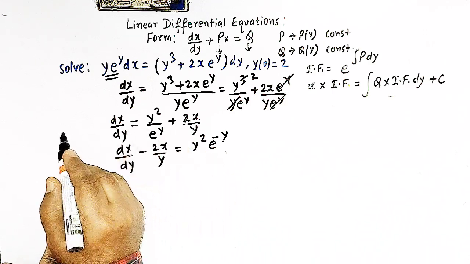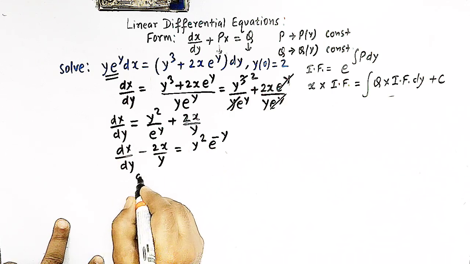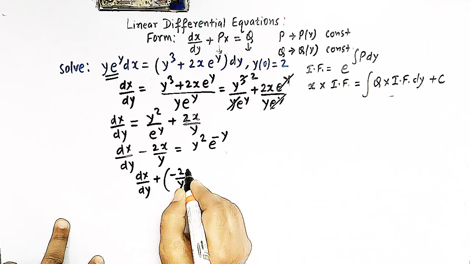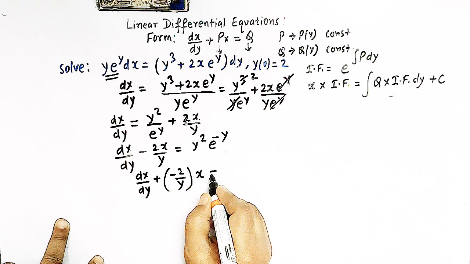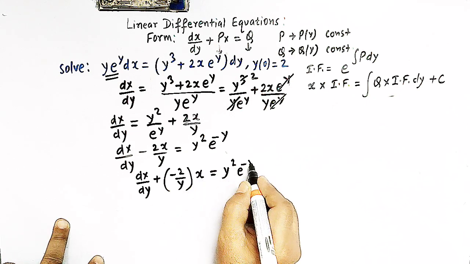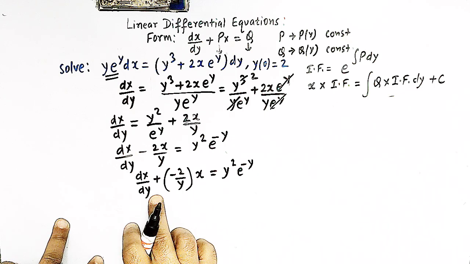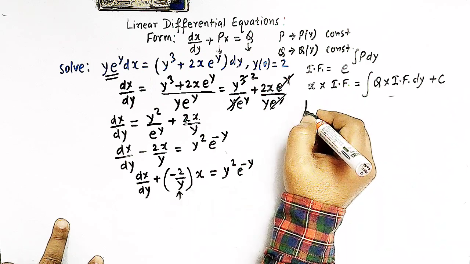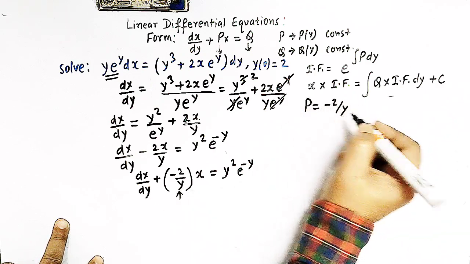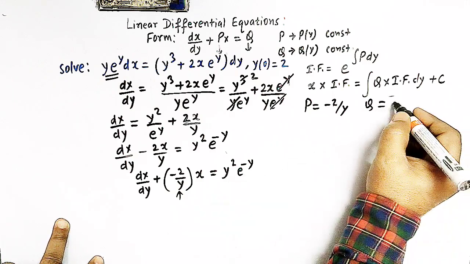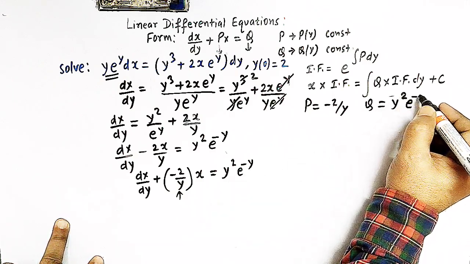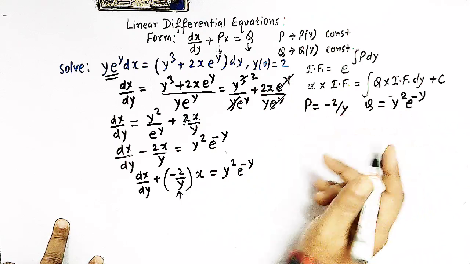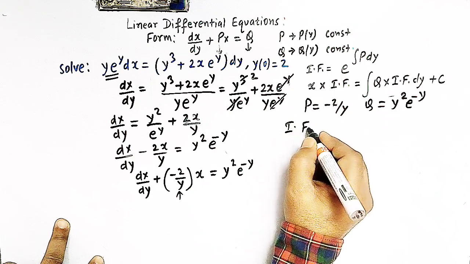So taking this term to the left hand side, now we have dx over dy, and then we can now write minus 2 over y, and here we have x, and here we have y square e raised to minus y. So now this equation is of this form, where the value of p is given by minus 2 over y, and q is given by y square times e raised to minus y, and p and q are both functions of y.